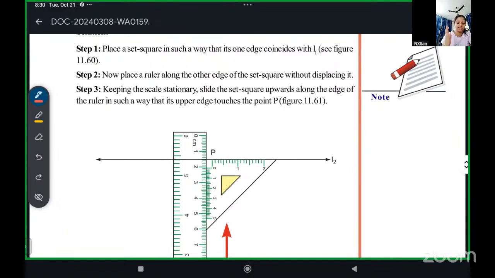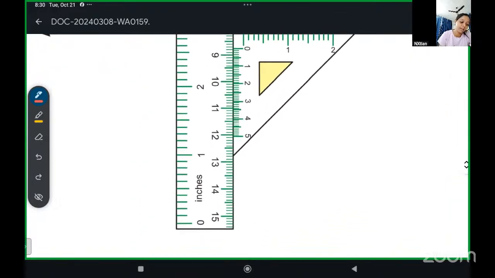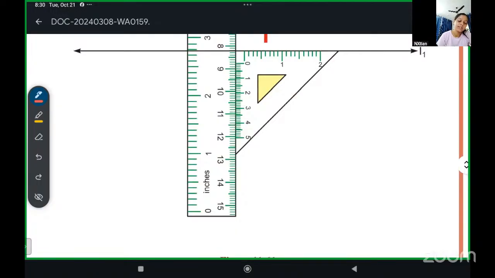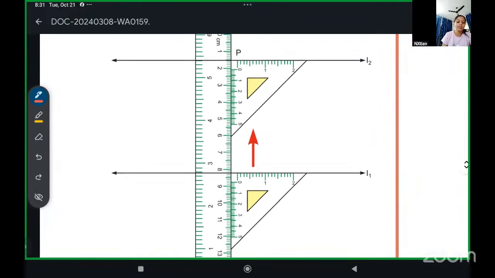In the down edge of the set square. Done. Here, it will look like this. Okay. Now slide your set square up. Okay, tell me, is your ruler covering point P?